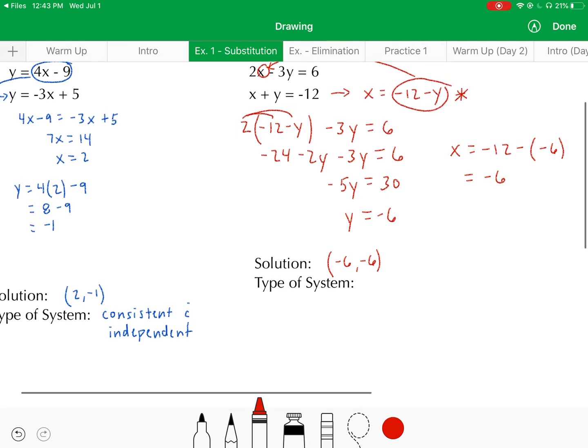Only one answer, so just like the previous system, this is consistent and independent.